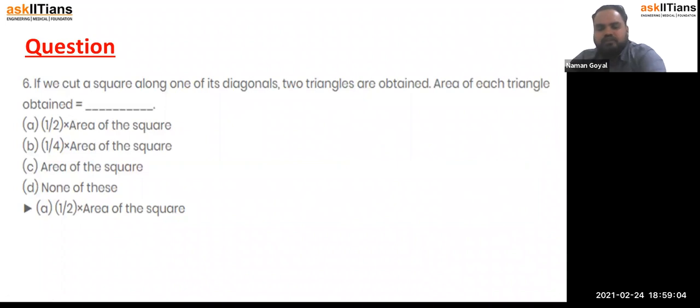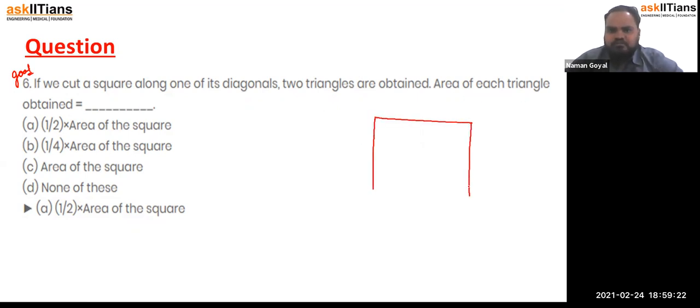Okay, now next question. If we cut a square, good question, no? If we cut a square along one of its diagonals, ठीक है, two triangles are obtained, then area of each triangle obtained is what? देखो, simple as that, very simple question ना, but अच्छा question ना. You have to remember this also.